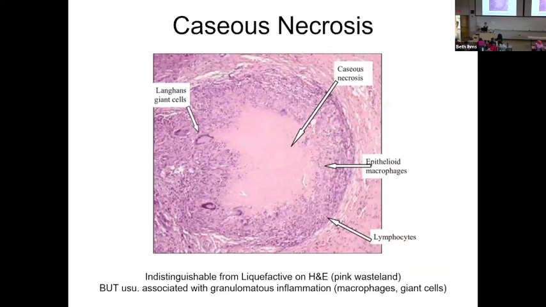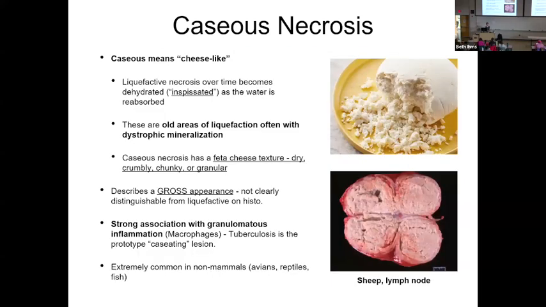Here's an example. Yep. So you mentioned that caseous necrosis develops from liquefactive necrosis, but in those non-mammal species, they can't make liquefactive necrosis, or is that different from liquid pus? They can't make liquid pus. Okay. They can have liquefactive necrosis. They just can't do it with pus. They don't even have neutrophils. They have heterophils, which are like a neutrophil equivalent. Don't worry about it.